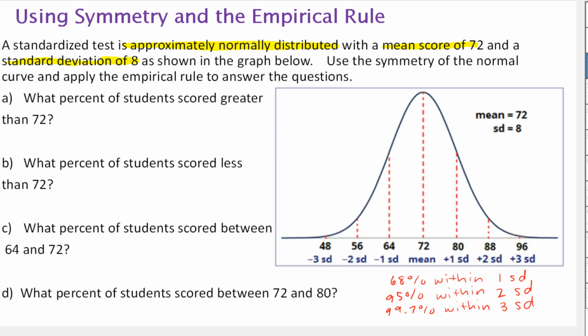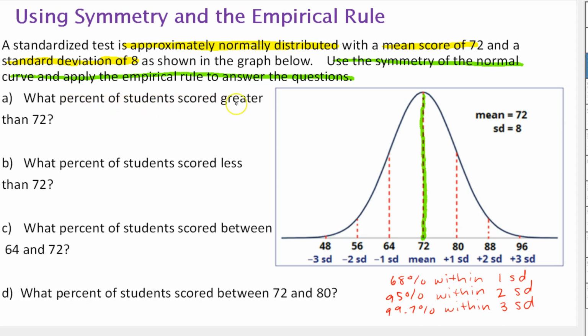Now we are asked to use the symmetry of the normal curve and apply the empirical rule to answer the questions. So recall that the normal curve is symmetric with respect to the mean. And that means if we look at this line, the left-hand side is the mirror image of the right-hand side. So this is our line of symmetry. Okay. So let's read the first question.